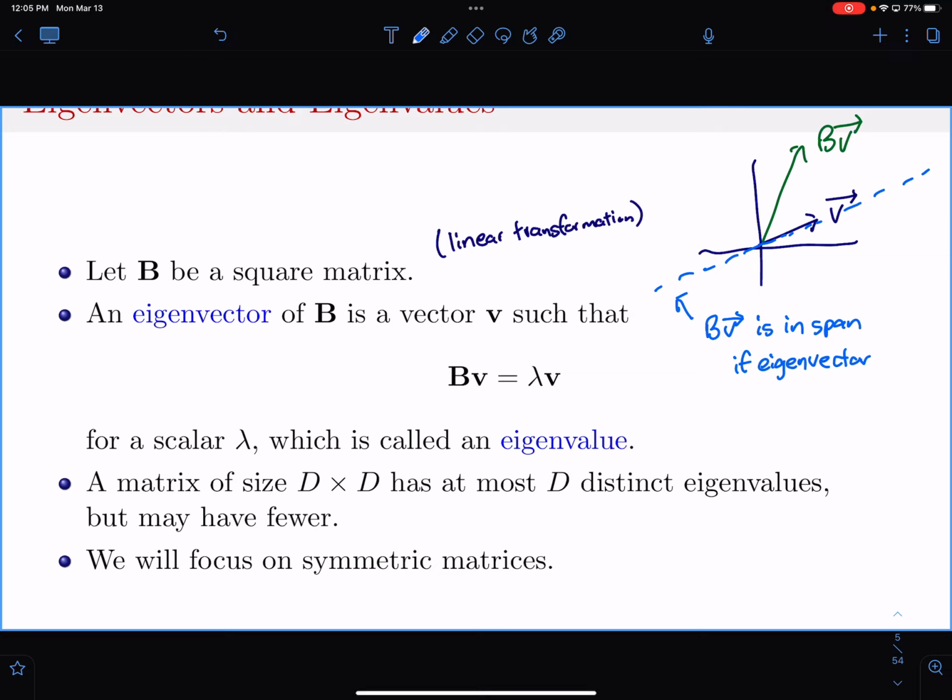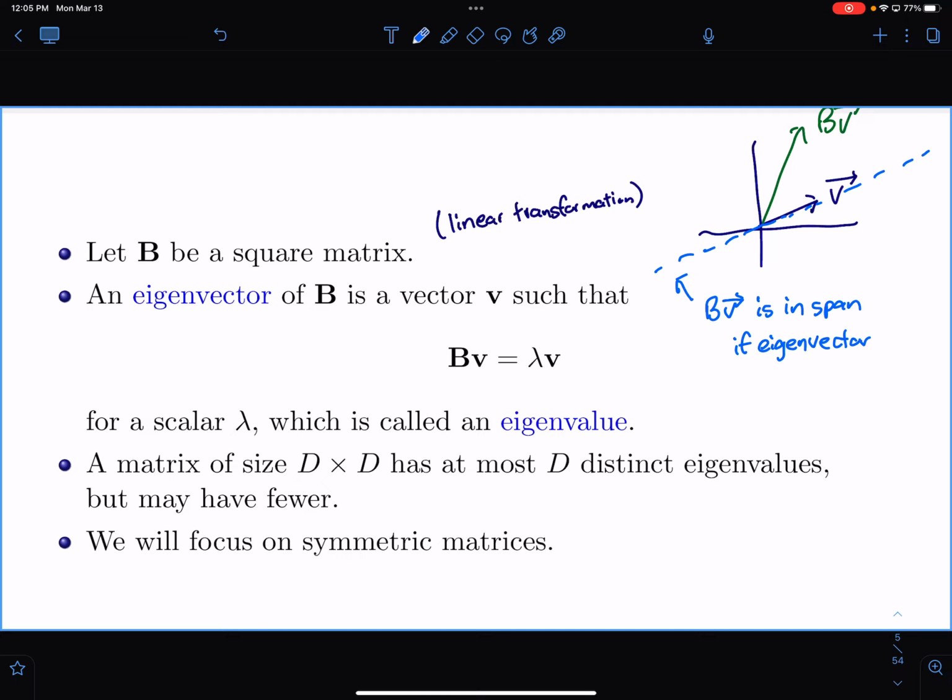And there are some great videos online on how the stretching interpretation works. You can visualize all this in more detail. In general, a matrix of size d by d has at most d distinct eigenvalues, sometimes fewer. And in the context of this course, we'll primarily focus on symmetric matrices because we can say more about the eigenvectors and eigenvalues they have.